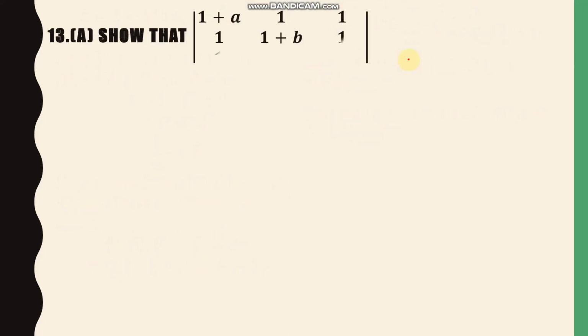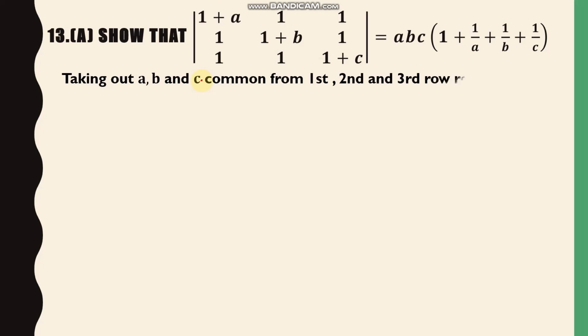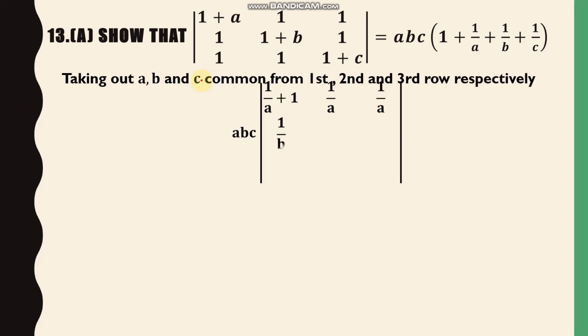Now question 13, A part: show that this determinant is equal to ABC times 1 plus 1 upon A plus 1 upon B plus 1 upon C. We can do this question by using elementary transformations. So what we will do, we will take out A common from the first row, take out B common from the second row, and take out C common from the third row. So just take out these things common.